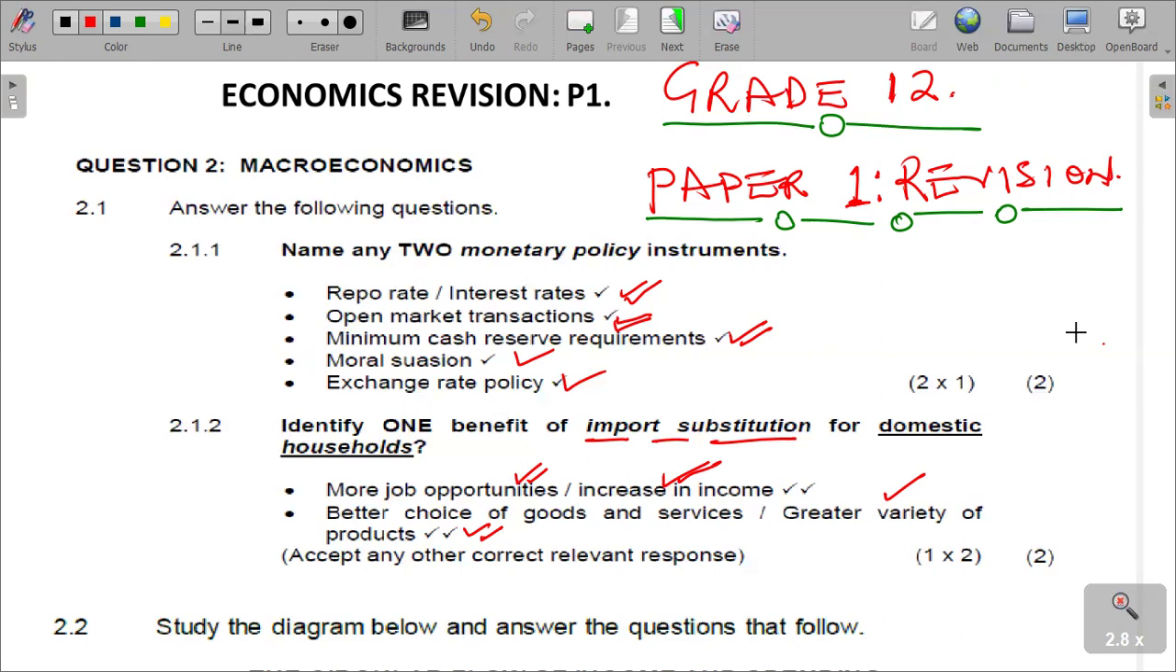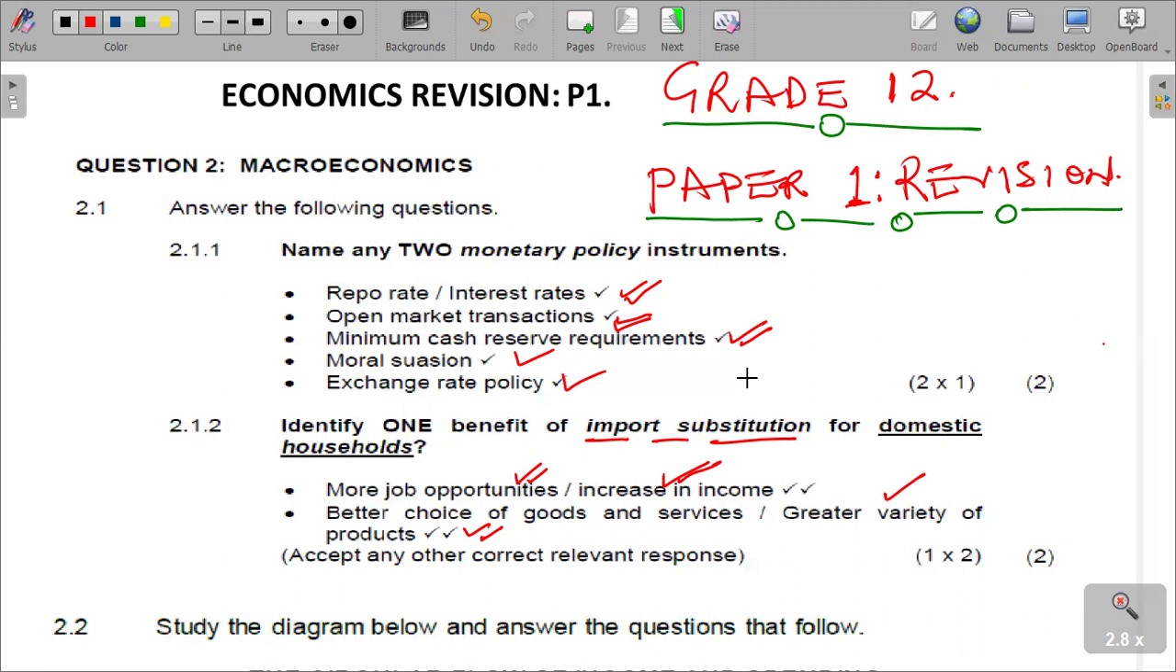So when the economy is growing too fast and is going to cause inflation, the monetary policy instrument that can be used is minimum cash requirements, whereby, for instance, they would increase the minimum cash requirements, which would also suck out or reduce the amount of money that the commercial banks can dispose. Then there is moral suasion, and also the exchange rate policy.